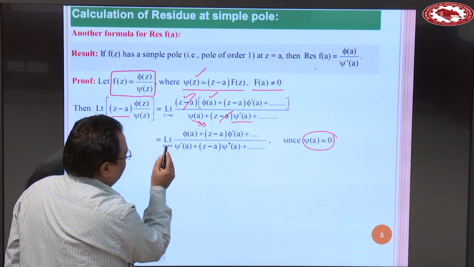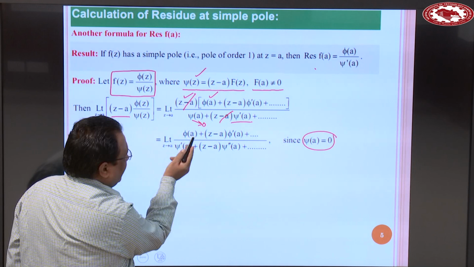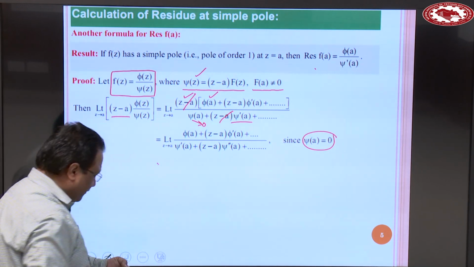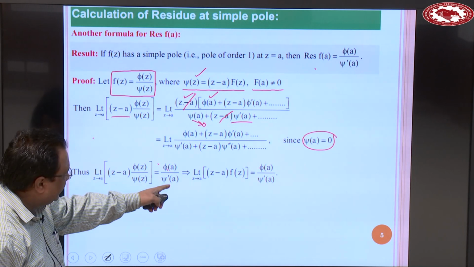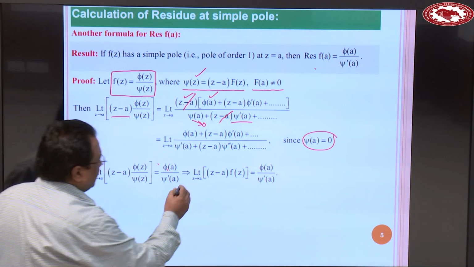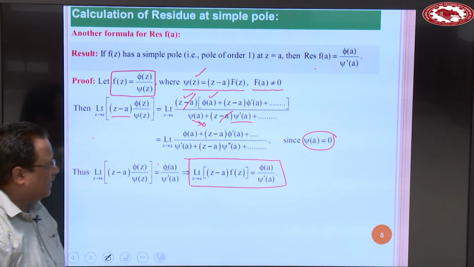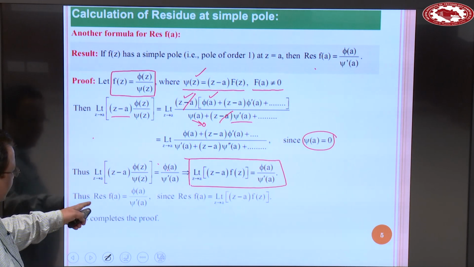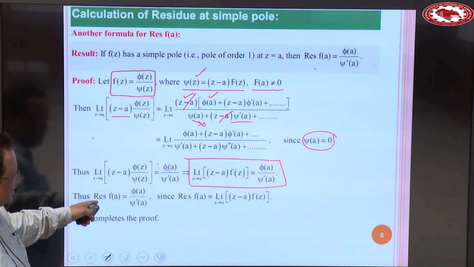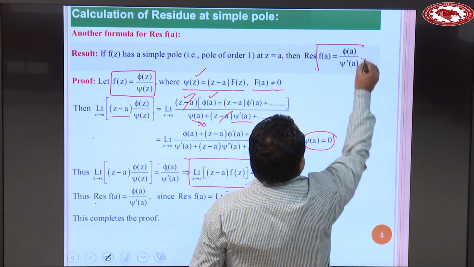So when you take this limit, all these terms become zero. What remains with us is phi(a) over psi dash(a). So we finally obtain phi(a) over psi dash(a), right? So this means the limit of this result is equal to phi(a) over psi dash(a), and this is nothing but a minus 1, the residue of f at a. So the residue of f at a is equal to phi(a) over psi dash(a). So this completes the proof.